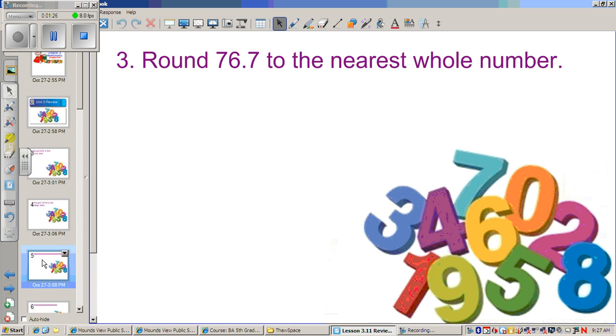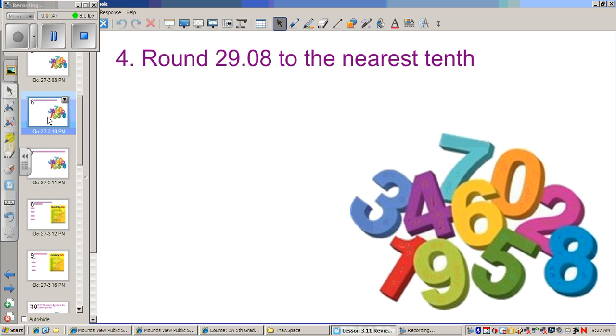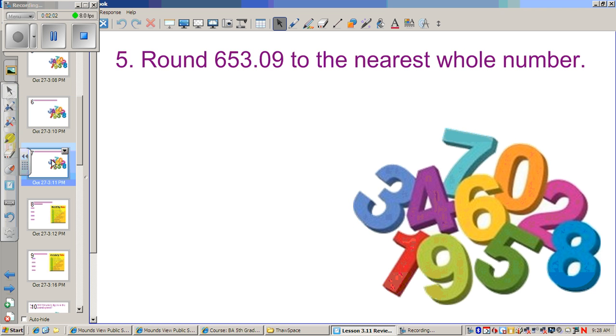Number 3, round 76.7 to the nearest whole number. So now we're talking the nearest whole number, not a place, for instance, not ones or tens or tenths, but the nearest whole number. All right, moving on here. Let's move to question 4. Round 29.08 to the nearest tenth place. Now we have tenths. Not 10, but tenths. A lot of rounding practice, really good practice though. Rounding is an important skill to be able to do.